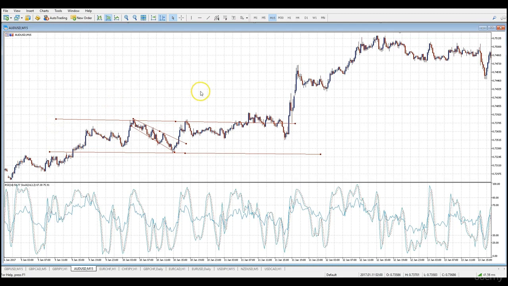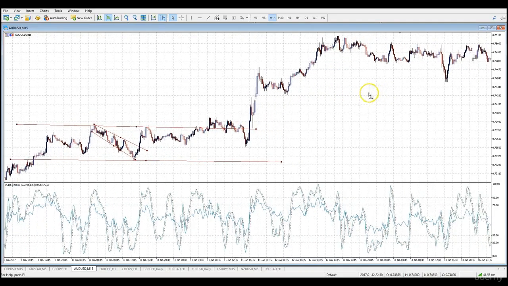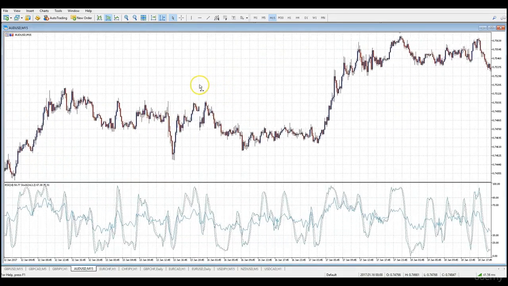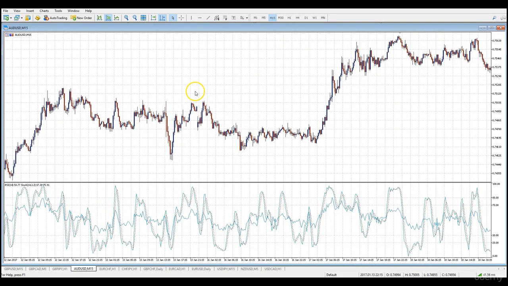So the assignment, guys, is to go ahead and try to spot the trends in your MT4, and once you have been able to do that, we'll move forward with the next lesson.